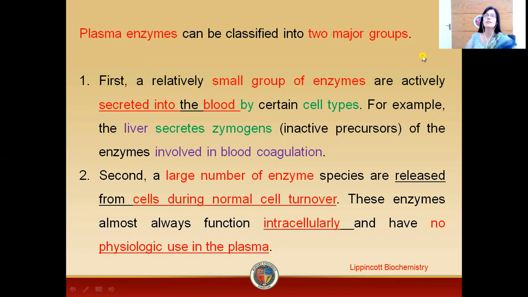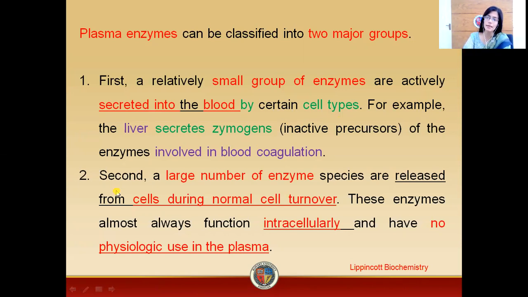As the name represents, the functional plasma enzymes are those enzymes which are specifically designed to perform their particular function within the plasma. These are actually the small group of the enzymes that are secreted by the cells into the blood, into the plasma. The examples include the liver enzymes, that are the zymogens, which are basically secreted in the blood to perform the function of the blood coagulation.